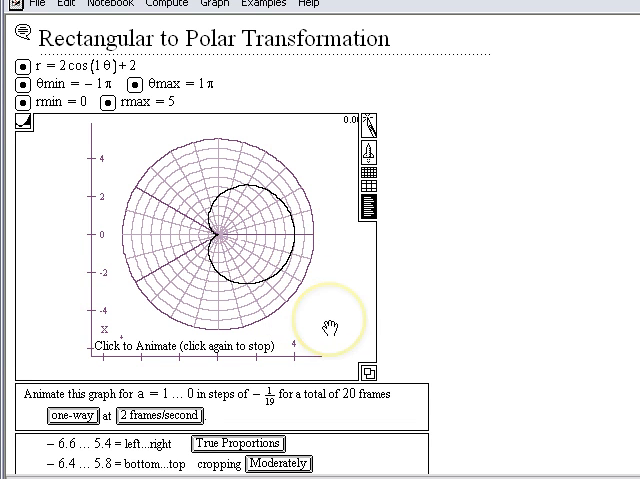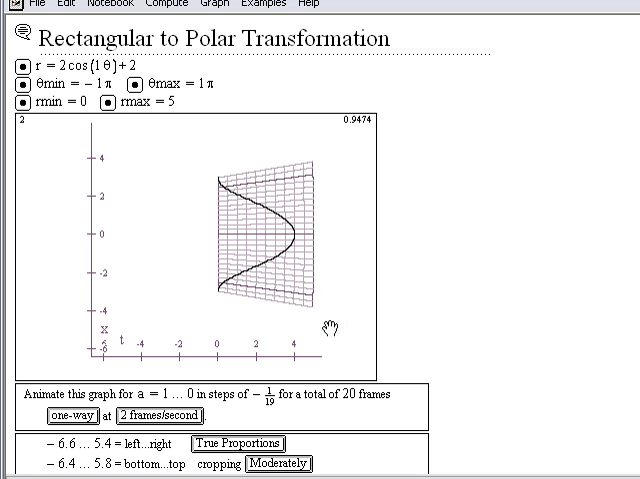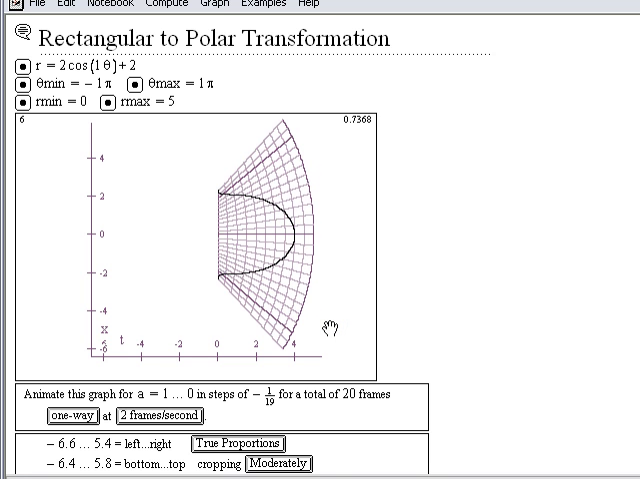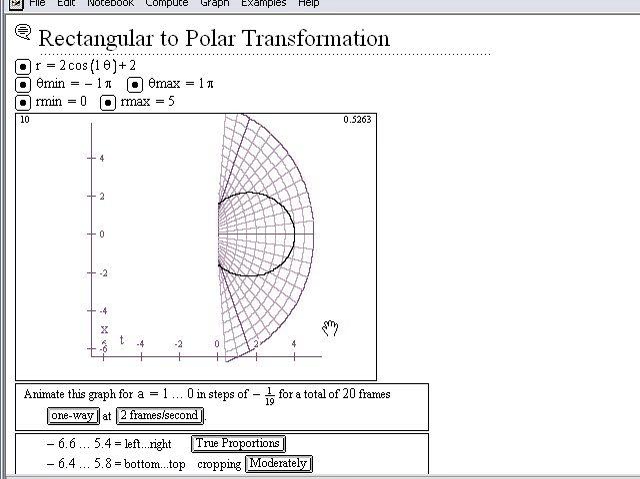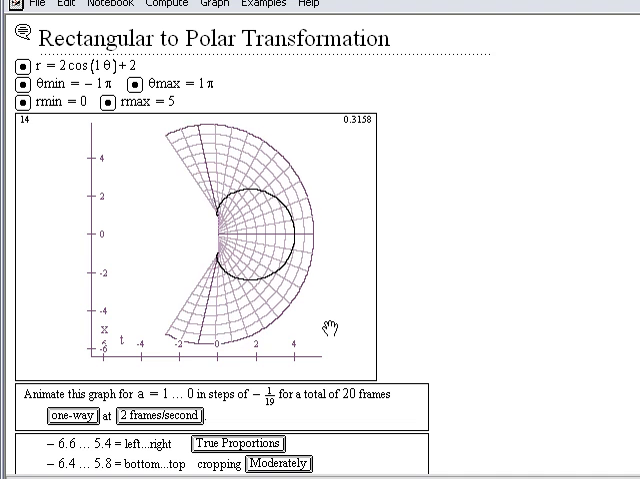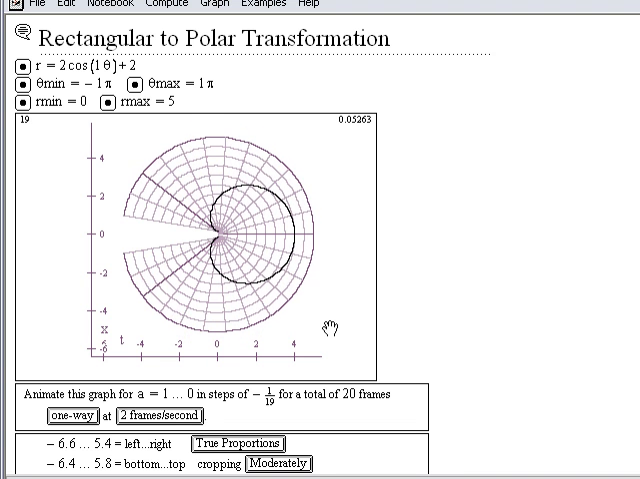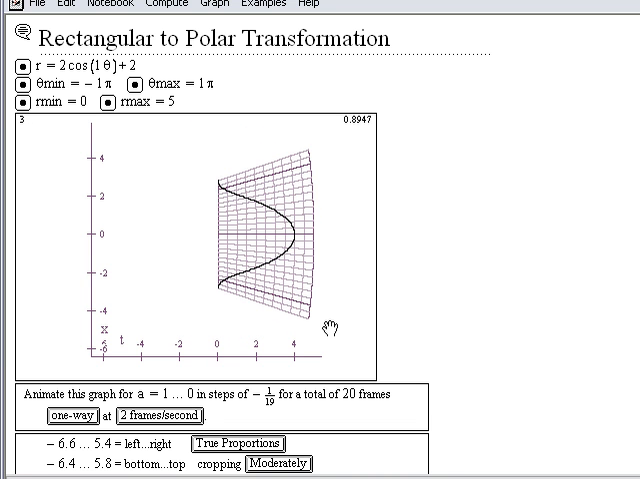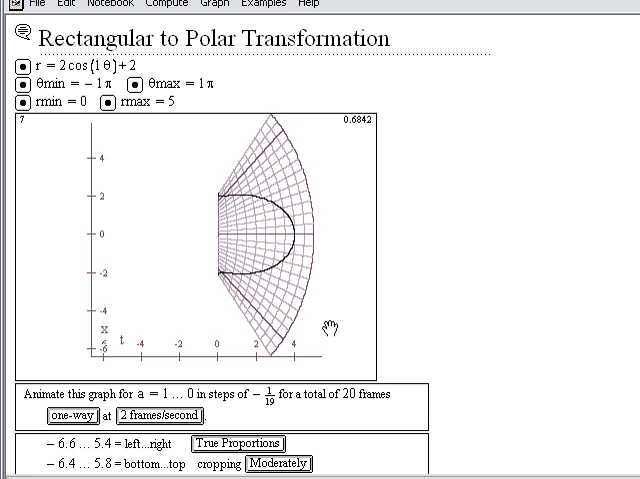Watch that again. Ready? Go. This is a transformation of rectangular coordinates into polar coordinates. It is a Japanese folding fan.